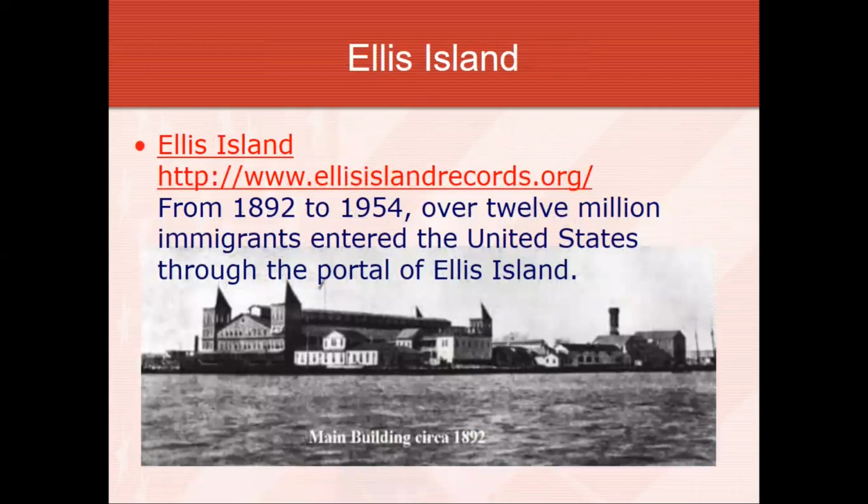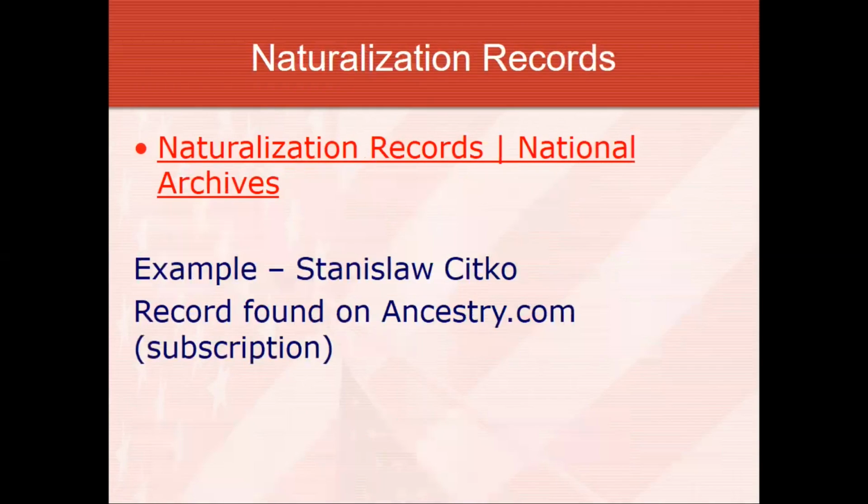And then, of course, Ellis Island. When you go to that website, you have to register, but registration is free, and then you can search. And that's the biggest port where over 12 million immigrants came through. Naturalization records. That is also a wonderful record to find.